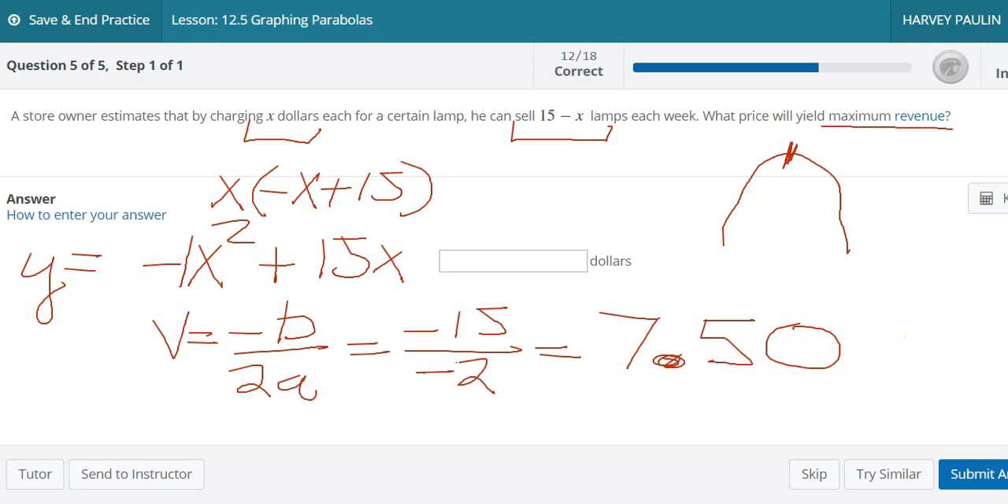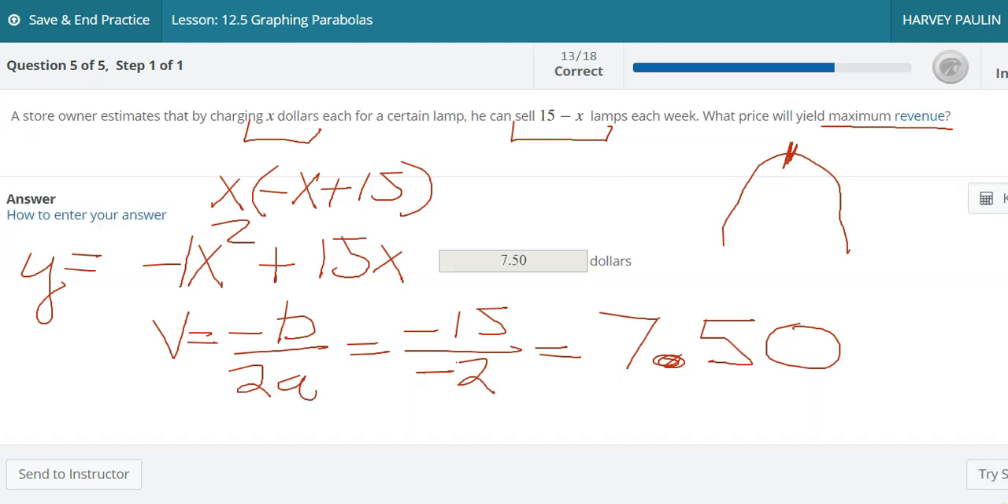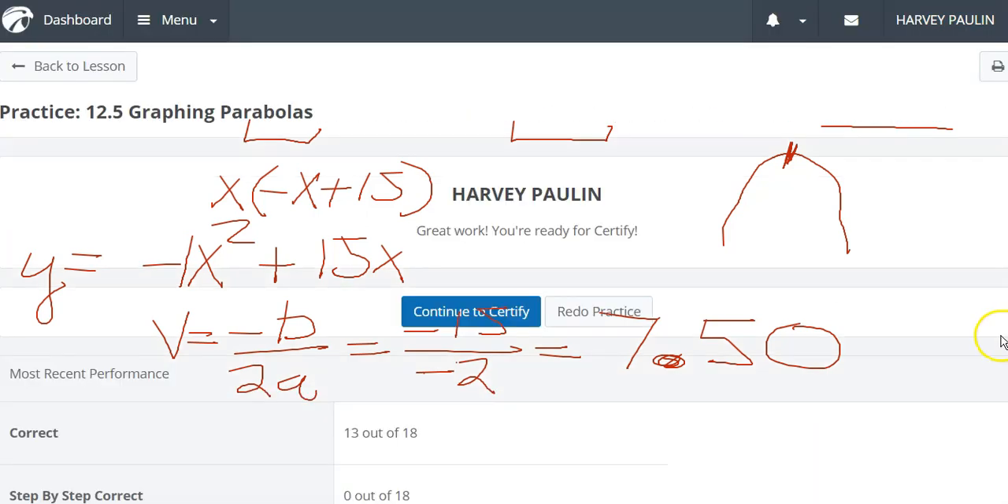So $7.50. Again, I apologize for my pen not working very well here. Let's put that in there and see how we're doing. 7.50. And we got that right. And it says we've finished.